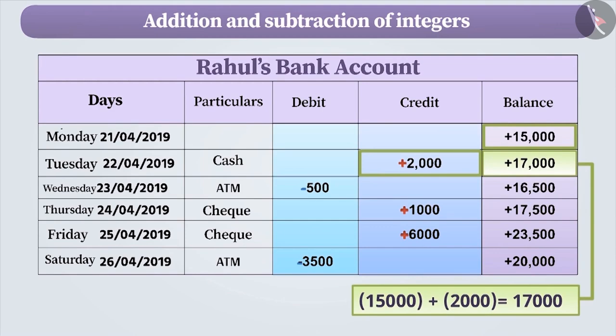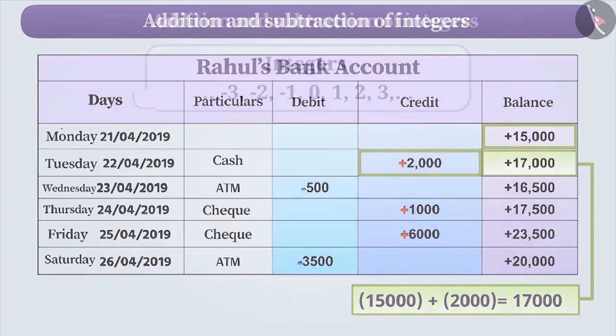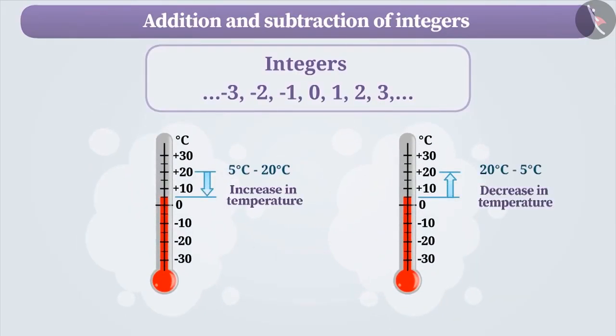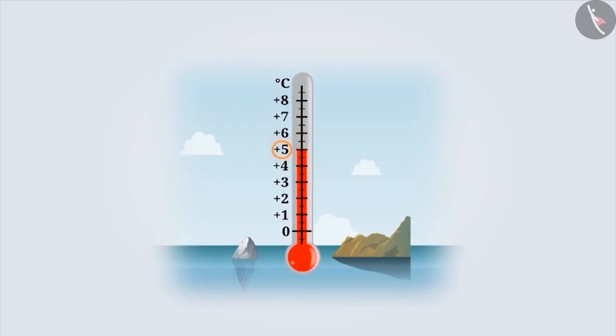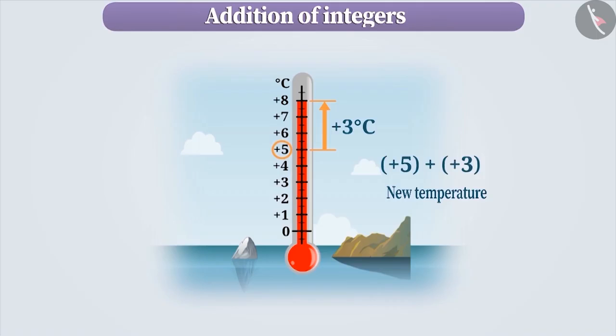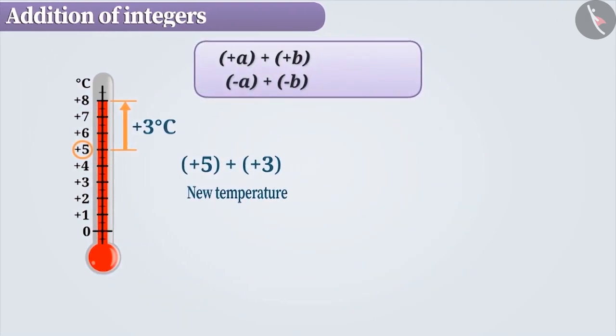In this way, addition and subtraction of integers can be used in many situations, like finding the total profit, recording the increase or decrease in temperature, etc. Let us suppose the temperature of a certain place is +5 degrees centigrade. If it increases by +3 degrees, then the new temperature can be found by finding the value of +5 + 3. If the signs of the integers are the same, then they are added without sign. After that, the sign is included with the result.